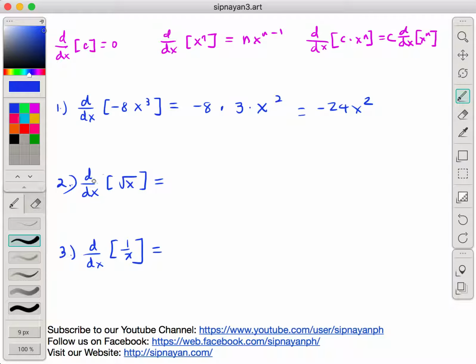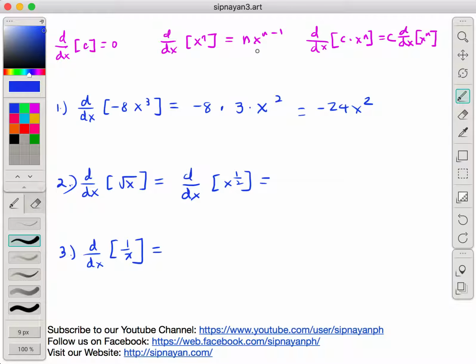So, what is the derivative of square root of x? Wala siya dito sa formula, pero pwede natin siyang i-convert o i-transform to the form x raised to n. So, ano nga ulit yung square root of x pag ginawa natin x to the n? Magiging x to the 1/2. Sa algebra na pinag-aralan nyo, x to the 1/2 is equal to square root of x.